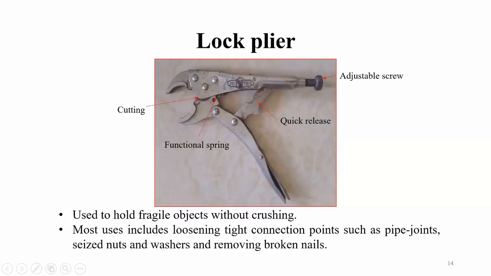And the other one is lock pliers. You can see a curved jaw. Normally, this one is utilized to hold pipes. And also this one facilitates holding the object without crushing. So we normally use the lock pliers for pipe joints.